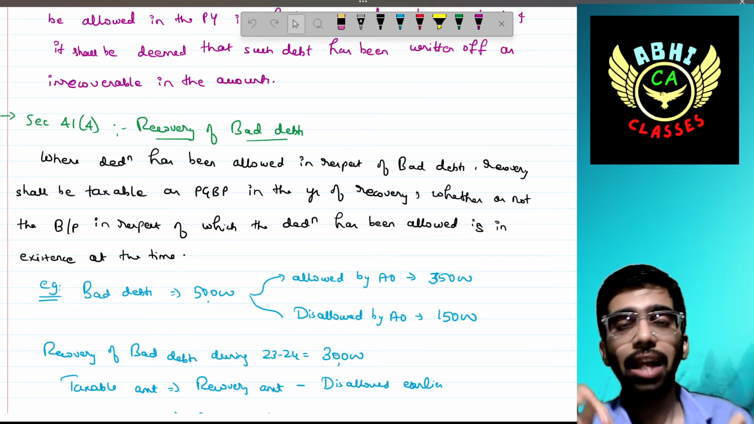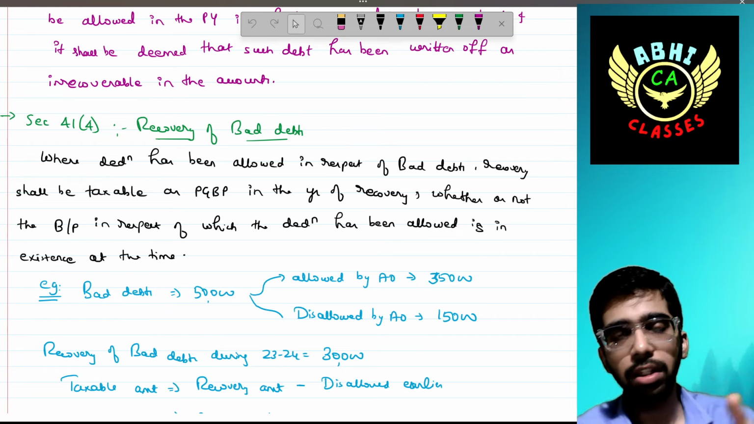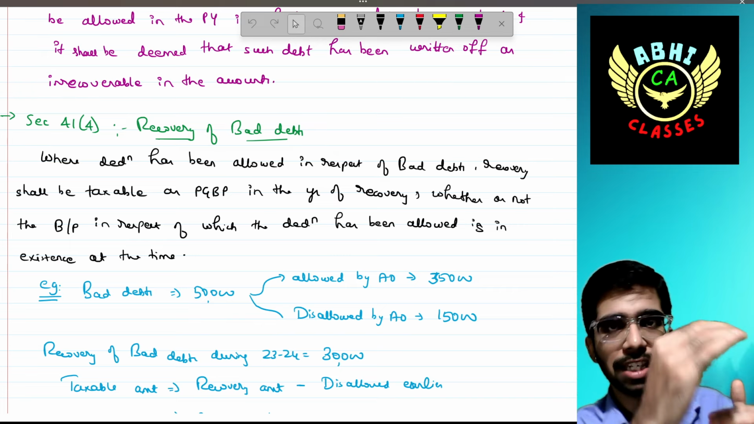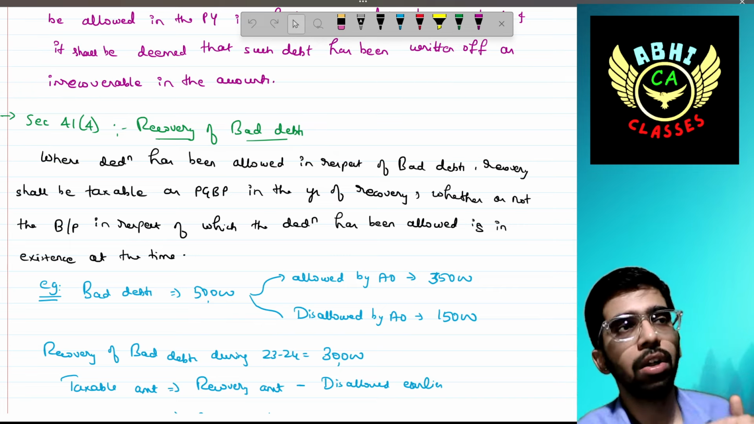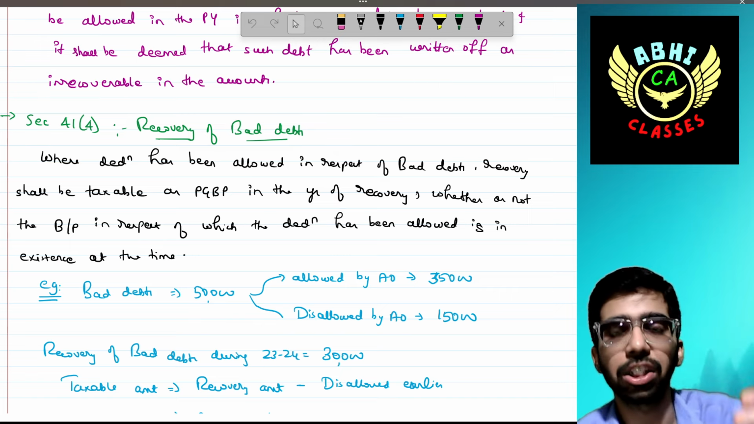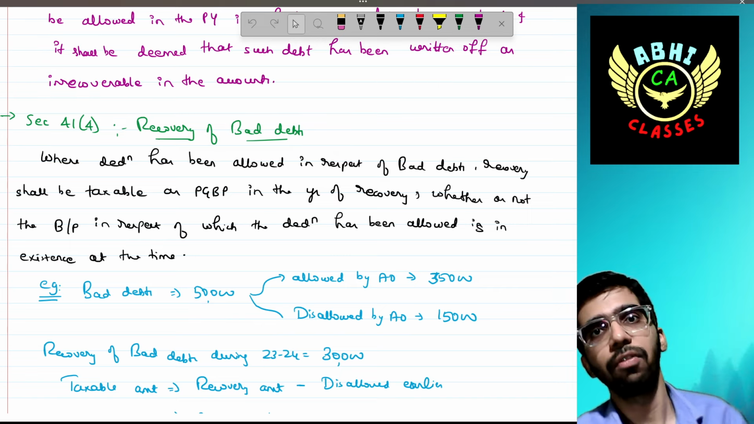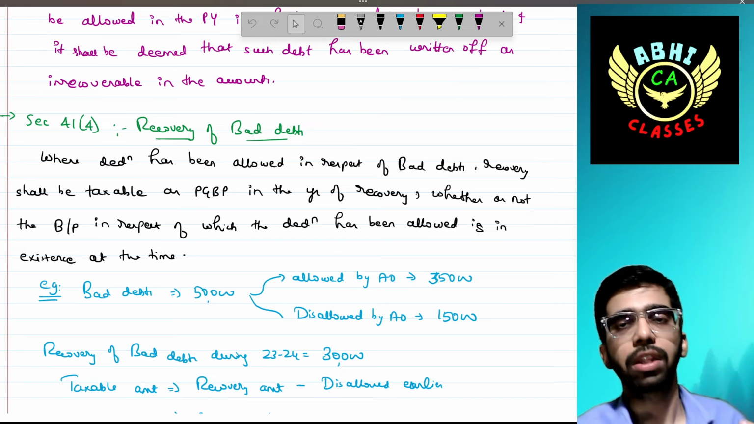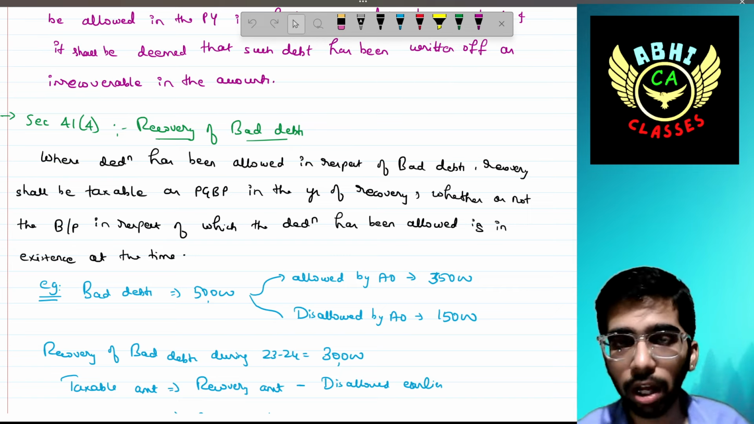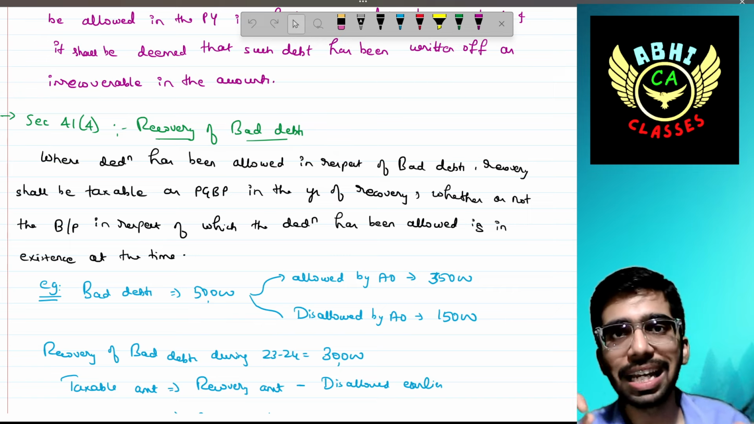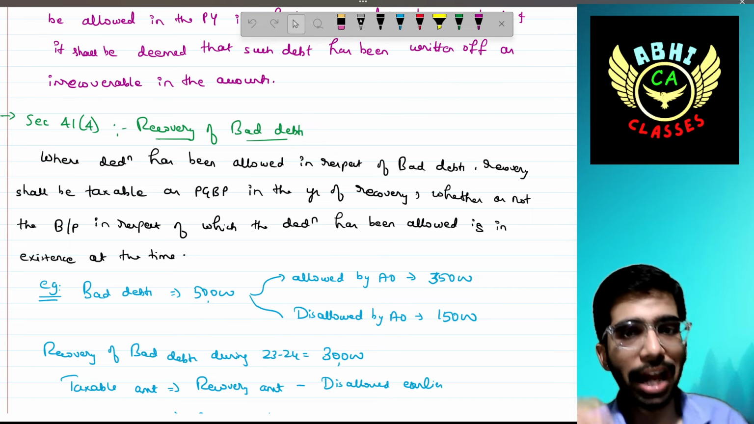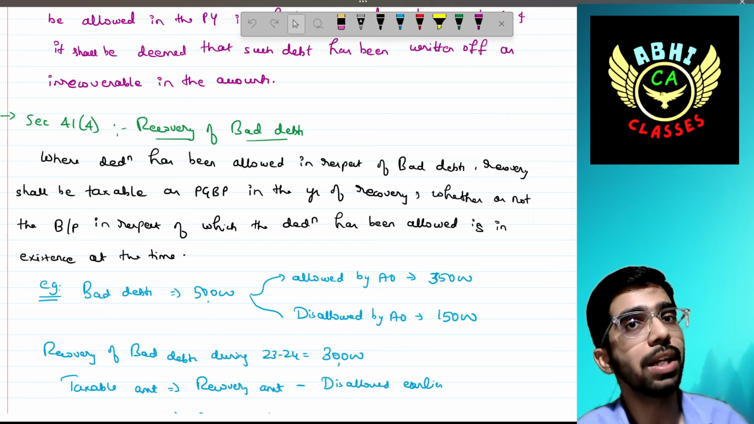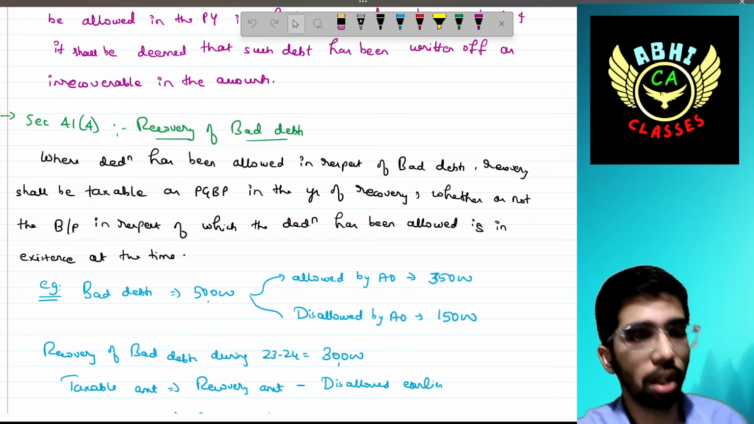If the bad debt had not been there in 23-24, then my profit would automatically have increased to that extent, right? But I have claimed the benefit of the write-off as an allowable expense. So I am charged on that recovered amount in the year of recovery, and hence it would be treated as taxable in the year in which it has been recovered, even though I am not the legal owner.